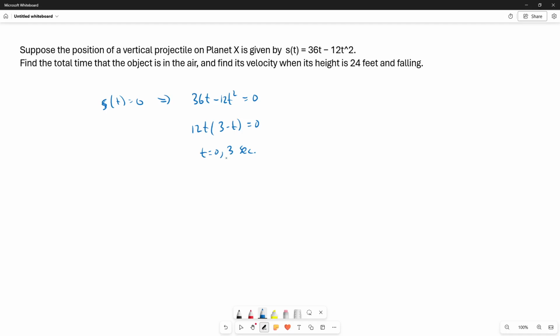So there are two times when the object was on the ground. Time 0, that's when it was launched. At time 0, the height was 0. And at time 3 seconds, that must be when it landed. So the object was in the air for 3 seconds.